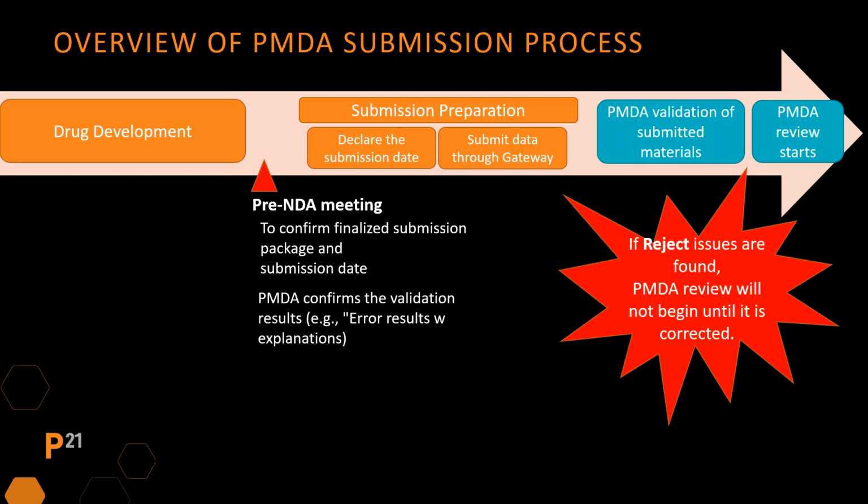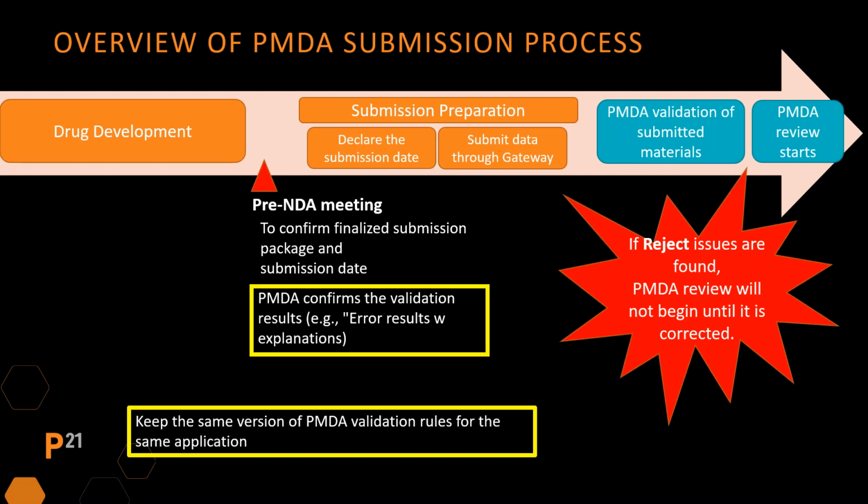So the key point that I want to emphasize is that first, you need to validate data before the submission and consult with PMDA if there's any violation of issues corresponding to error that are not fixable. Second, keep the same version of validation rules for the same application. And third, when PMDA performs independent validation of submitted data, and if they find any reject issues or other inconsistencies, their review will be suspended until those issues are corrected.